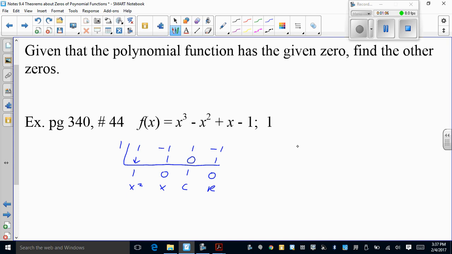So we have x squared plus 1 equals 0. So x squared equals negative 1. Square root both sides. So x equals positive or negative, and the square root of negative 1 is i. So your other two zeros are imaginary, i and negative i, and 1.